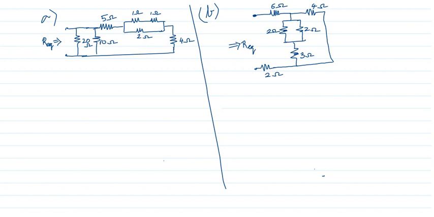Okay, right. So what about this 1 ohm and 1 ohm? It will always carry the same current. So this 1 ohm and 1 ohm are in series. So I can simplify this as 1 plus 1, I can add, no? So it becomes 2 ohms.